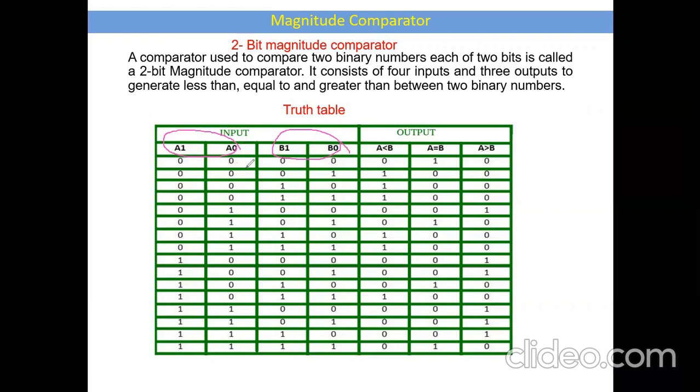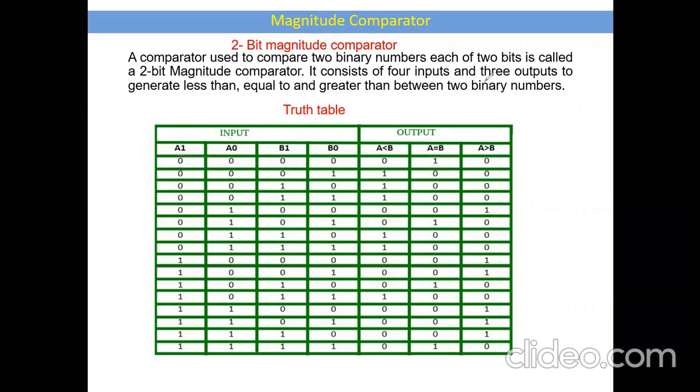First, we should compare A and B. How to compare? A equal to these 2 bits we should consider. A is 0, 0. That means 0. So, this is 0. Then we should compare with B. What is the B bit? 0, 0. So 0, 0 is 0. So we are comparing A with B. So 0 equal to 0. That's why A equal to B is 1.